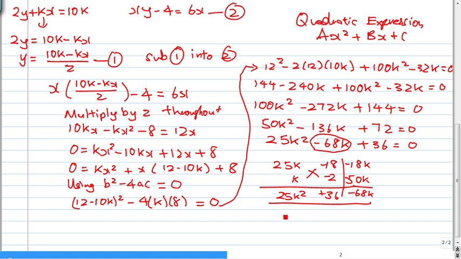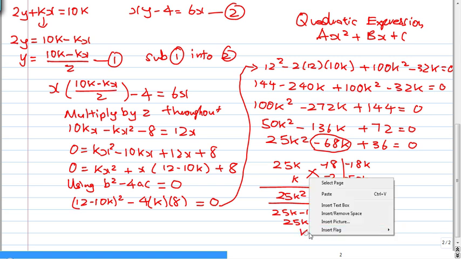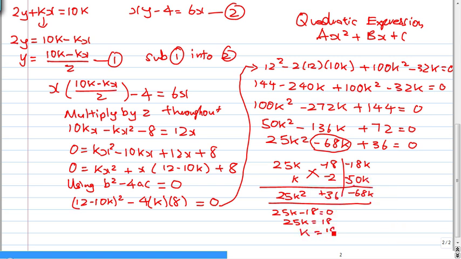Alright, so 25k minus 18 equals 0. 25k equals 18. k equals 18 over 25. Also, k minus 2 equals 0, k equals 2. So these are your two answers: k equals 18 over 25 and k equals 2.